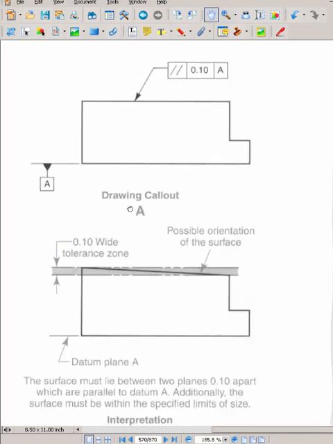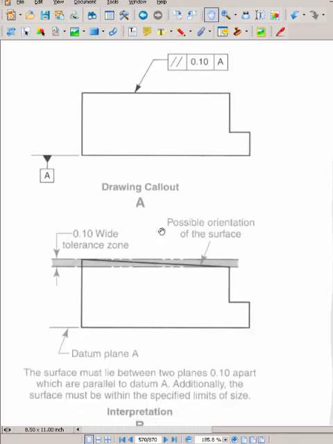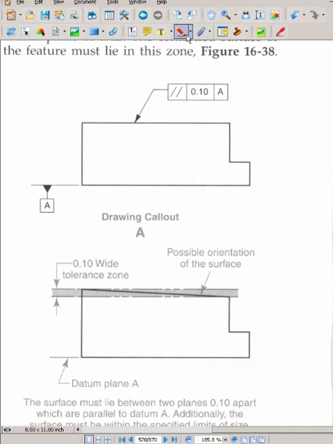Here we're checking out parallelism. Here's our drawing. Drawing has a feature or a datum symbol right here referencing this bottom surface. Here's our feature control frame. We say A is our datum. Okay, check that. This is our parallelism symbol, and this is our zone.